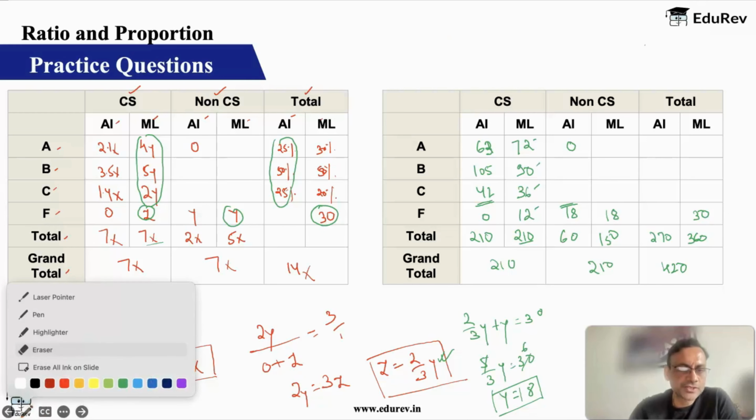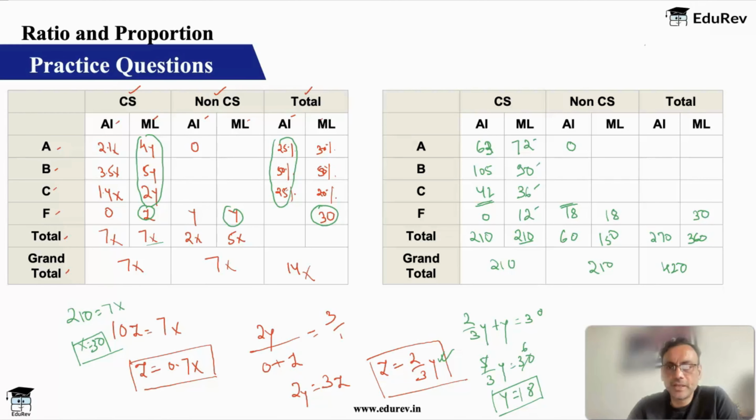CS students who have passed in AI is equal to this, which is 210. Here those who have passed will be 60 minus 18, that is 42. Okay. One further important part is that this is going to be 18, right? And remember that of the students who have passed, B is 50% in both. So let's focus on that.